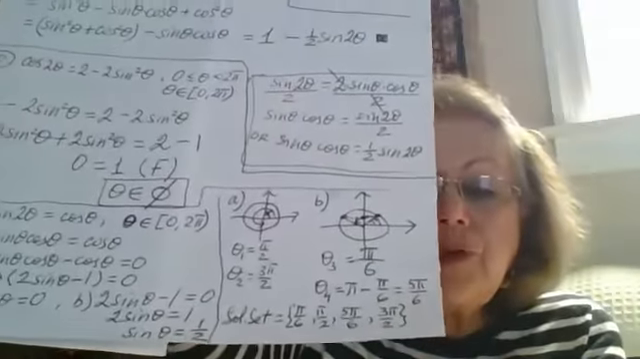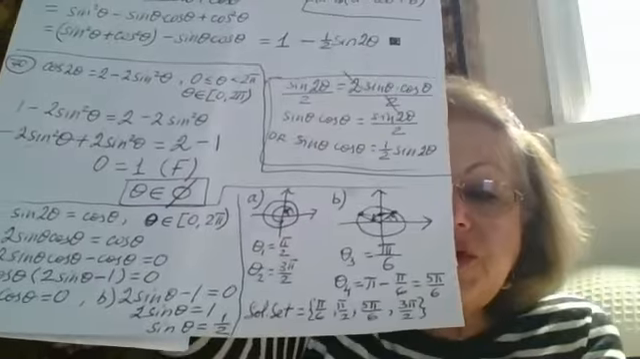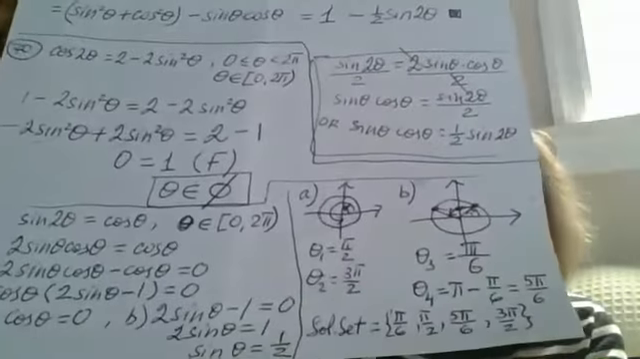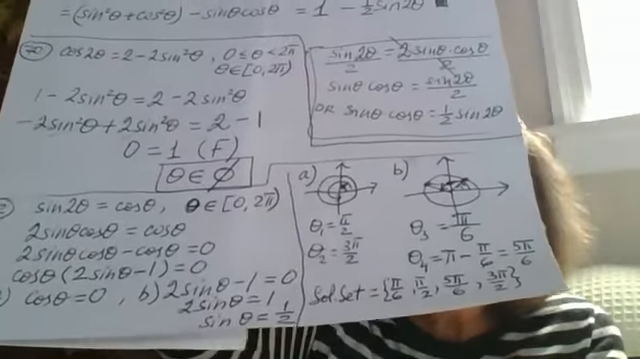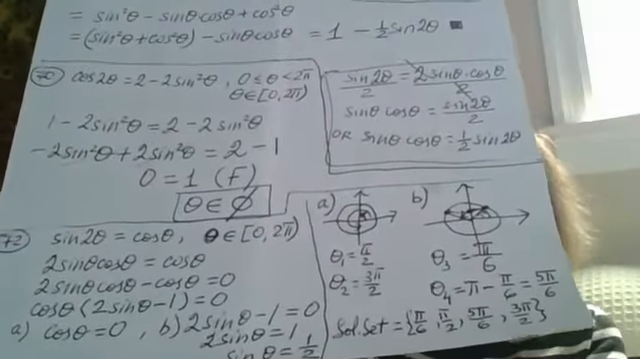Is it pi over 2? Put comma again. What is the next angle? Is it 5 pi over 6? And the last one, the biggest one, is it 3 pi over 2? Yeah. That's it. Your solution set has 4 angles, which means that equation has 4 solutions, 4 answers. Pi over 6, pi over 2, 5 pi over 6, and finally 3 pi over 2.